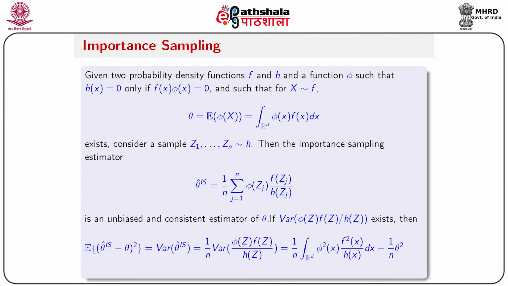Then the importance sampling estimator theta hat = (1/n) Σ_{j=1}^{n} φ(z_j) f(z_j)/h(z_j) is an unbiased and consistent estimator of theta. If the variance of φ(z) f(z)/h(z) exists, then the expectation of theta hat is theta, and the variance of theta hat equals (1/n) Var(φ(z) f(z)/h(z)) = (1/n) ∫ φ²(x) f²(x)/h(x) dx − (1/n) theta².